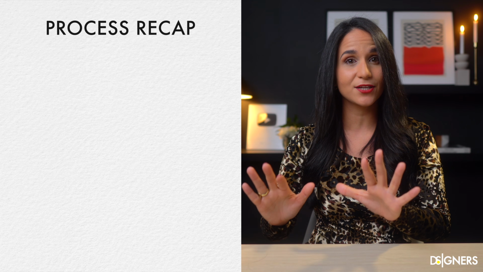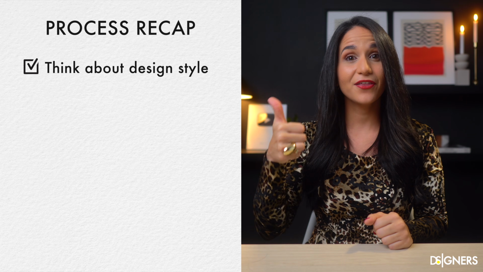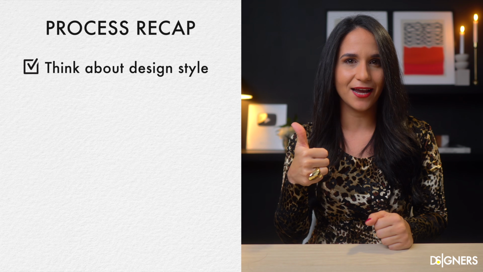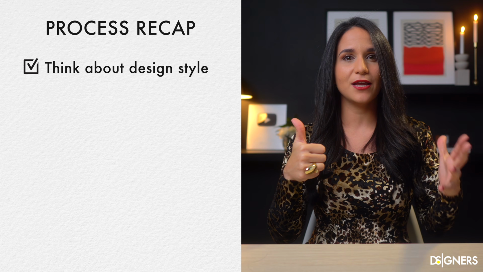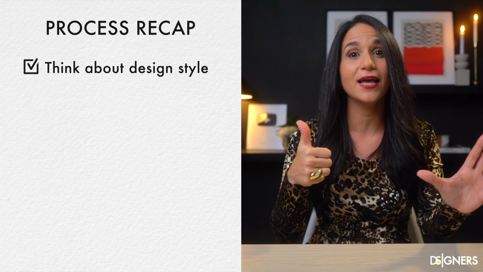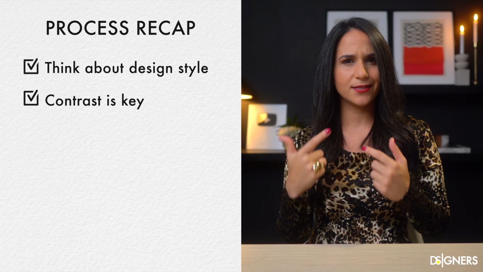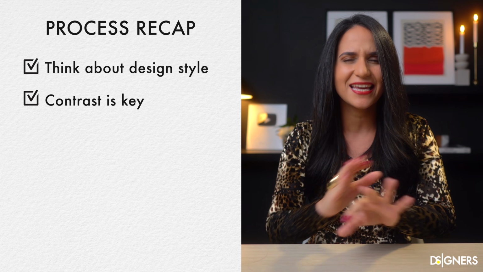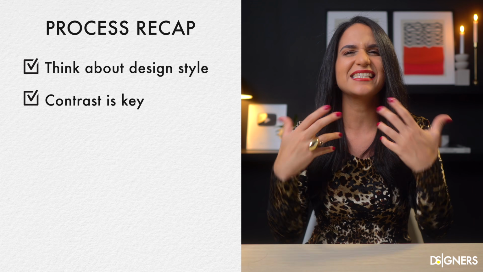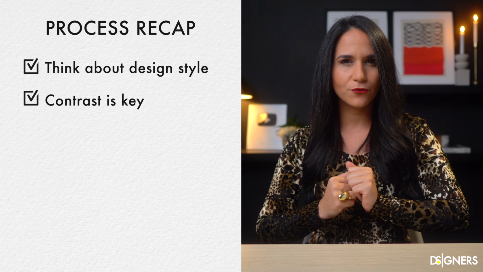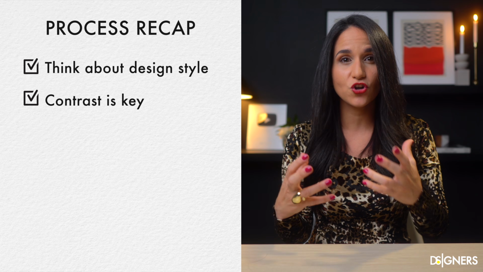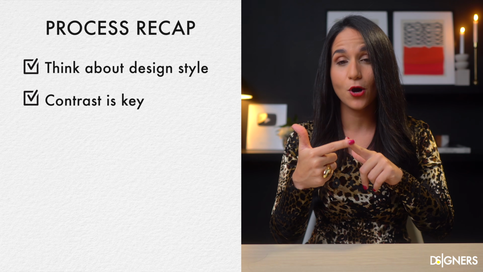Let's recap the process to combine and select materials and textures like a pro. Think about the design style. Look for inspiration and focus on the textures that will help you achieve the aesthetic you want. Remember that the design principle of contrast is crucial to create exciting spaces. Opt for materials that contrast with each other in texture, shape, or color.